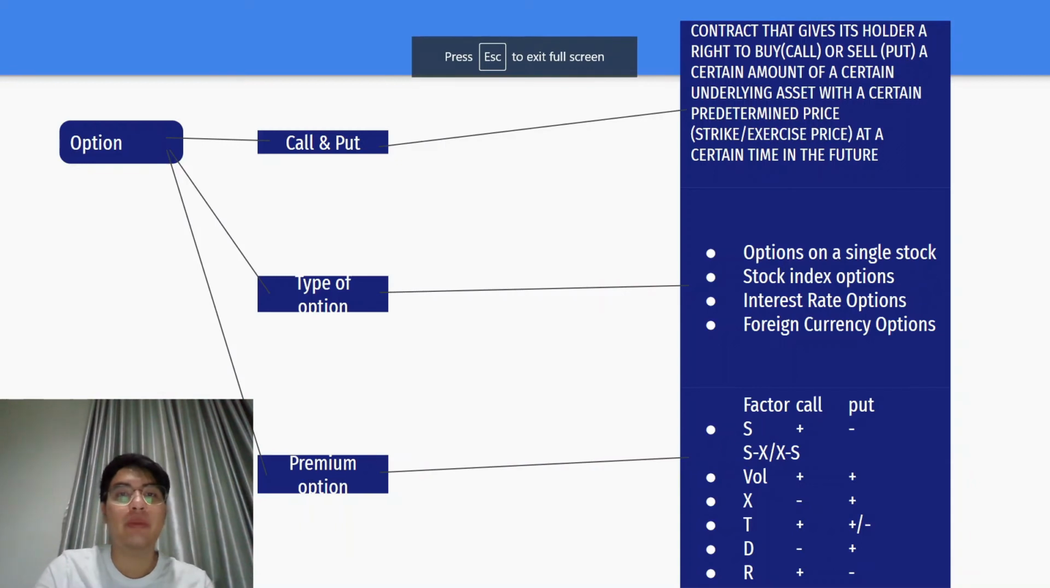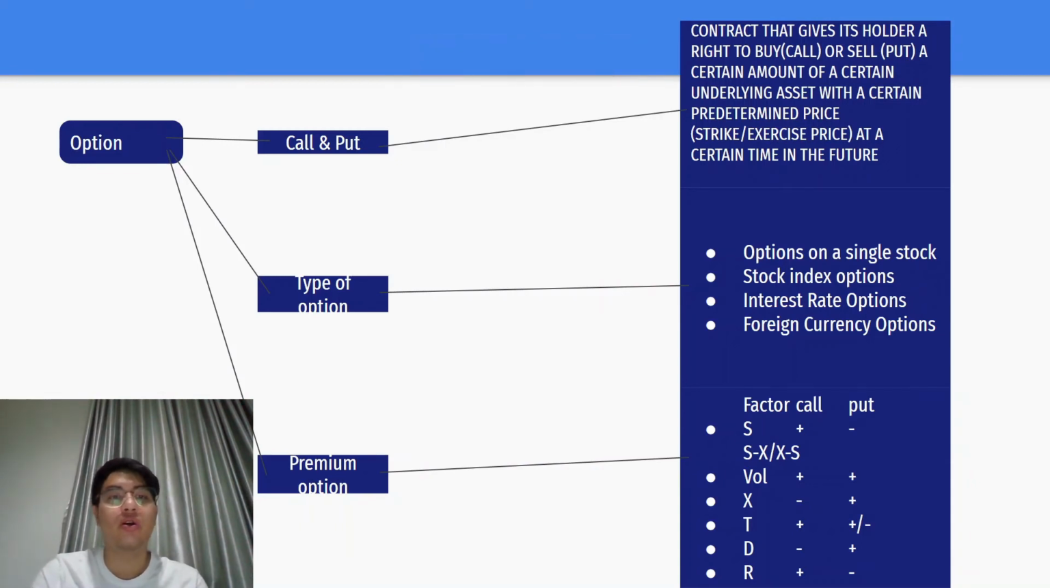Third topic is still option, but the subtopic first is call and put. Call and put is a contract that gives its holder a right to buy, call, or sell, put, a certain amount of certain underlying asset with certain predetermined price, strike or exercise price, at a certain time in the future.